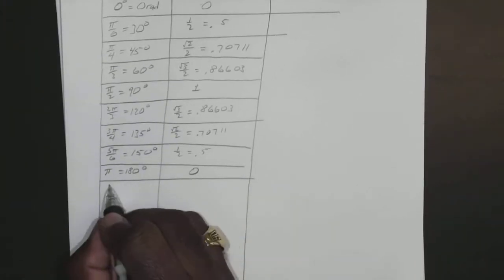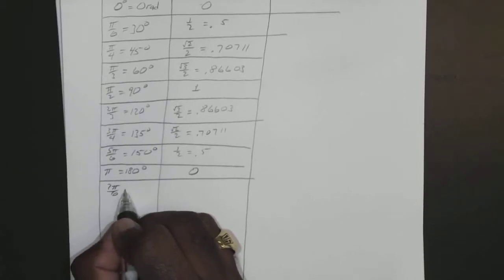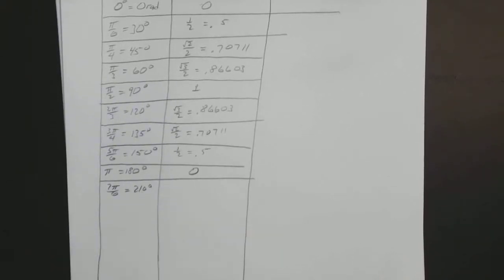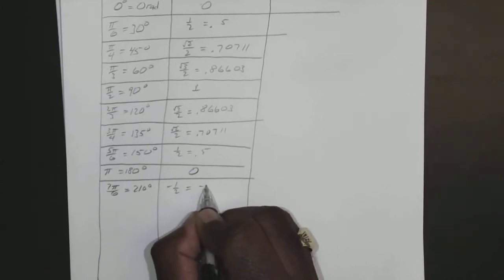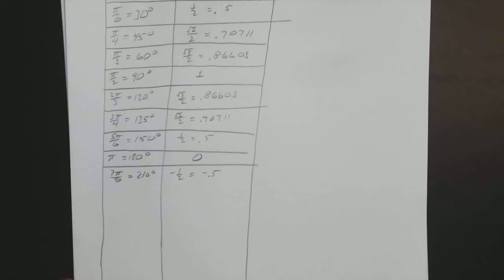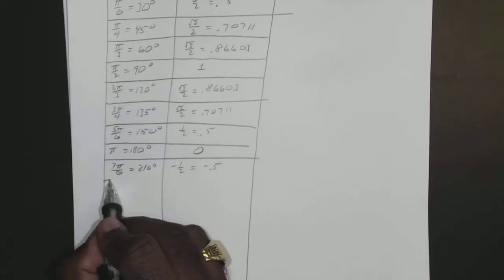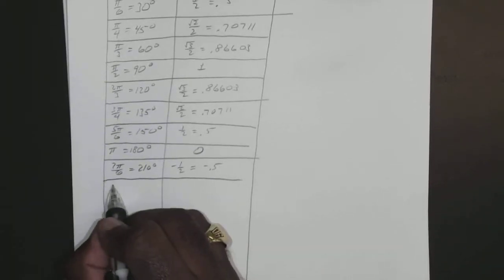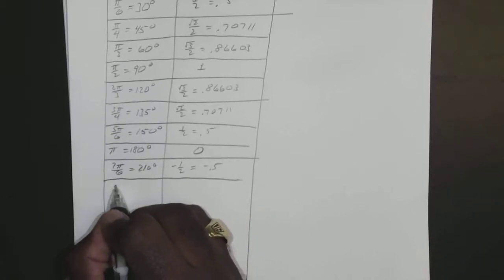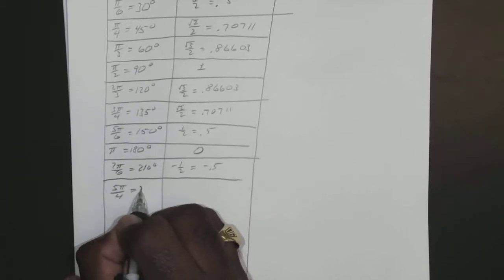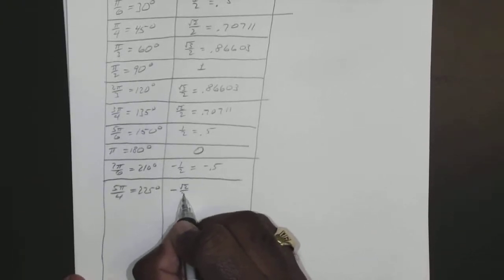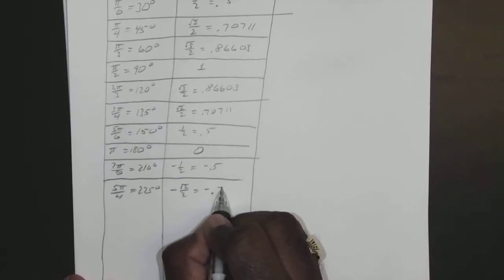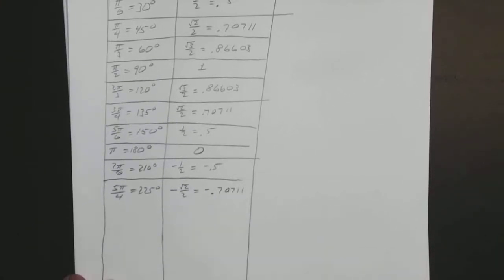Okay, so let's say if you go to 7 pi over 6, which is 210 degrees, that's equal to negative 1/2, which is negative 0.5. If you go to 5 pi over 4, which is 225 degrees, that's negative square root of 2 over 2, which is negative 0.70711.